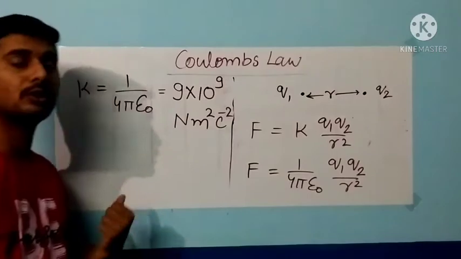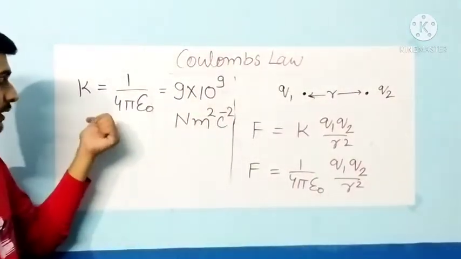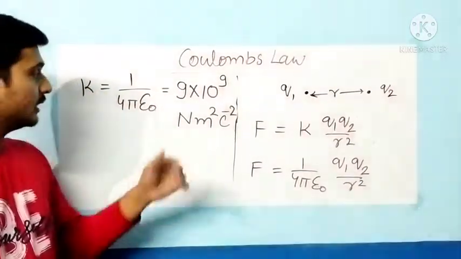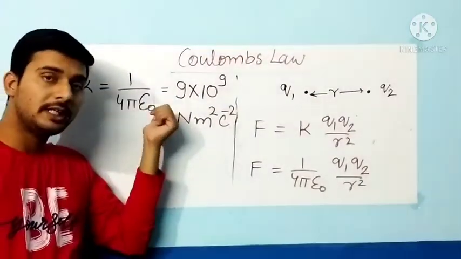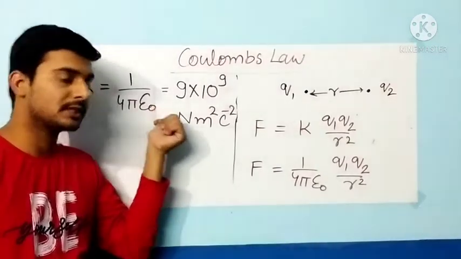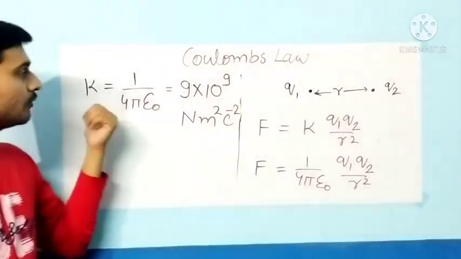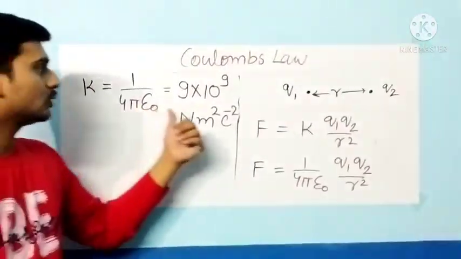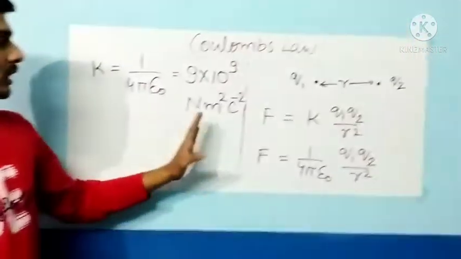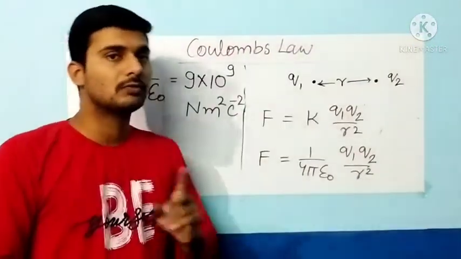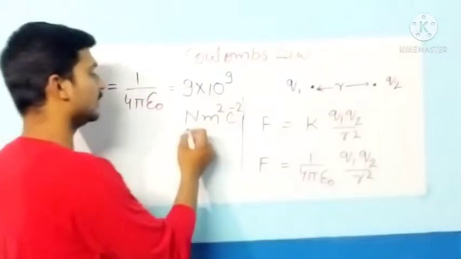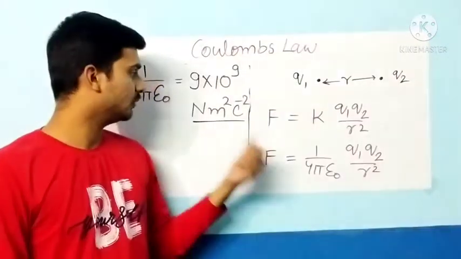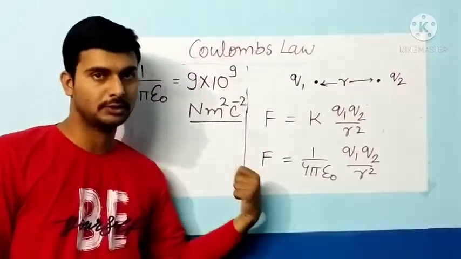I will repeat it one more time for you. The value of K is equal to 1 upon 4 pi epsilon naught, and here, if I am using epsilon naught, it means I am talking about free space. So please remember, this value of K is given for free space only. K is equal to 9 into 10 to the power 9 Newton meter squared Coulomb to the power -2 for free space. You can find the unit of this simply by calculating from here, and you will get this unit.